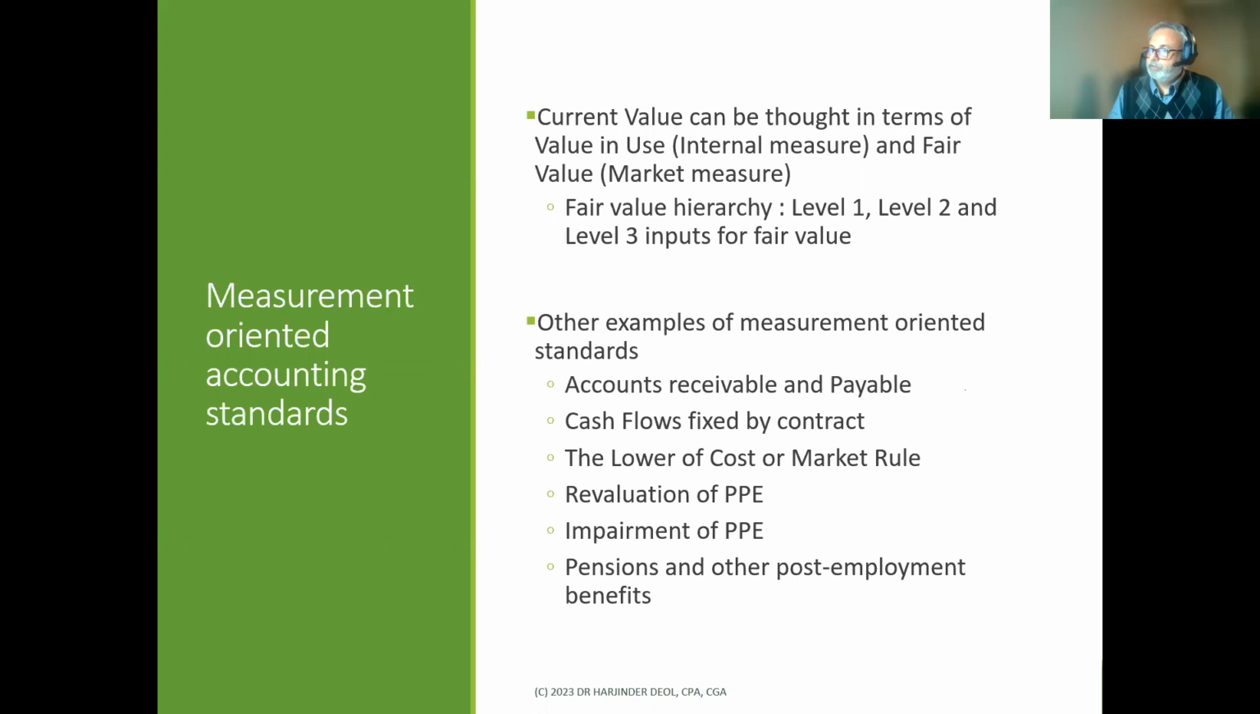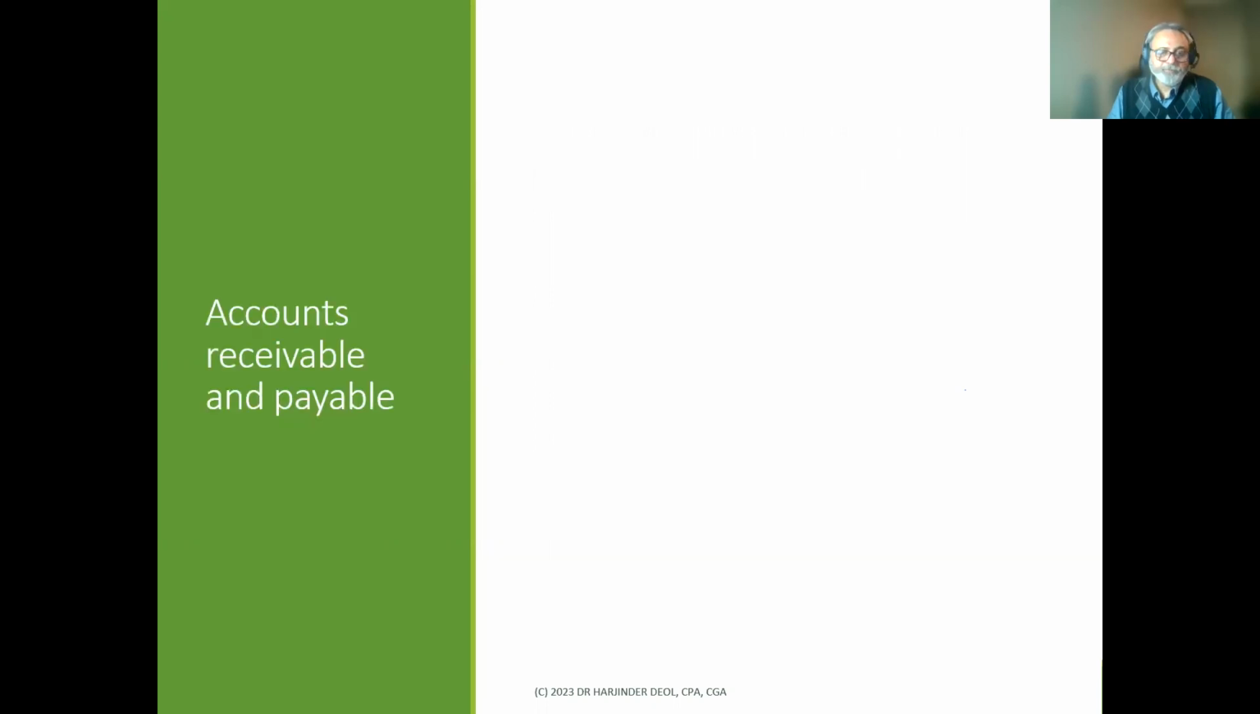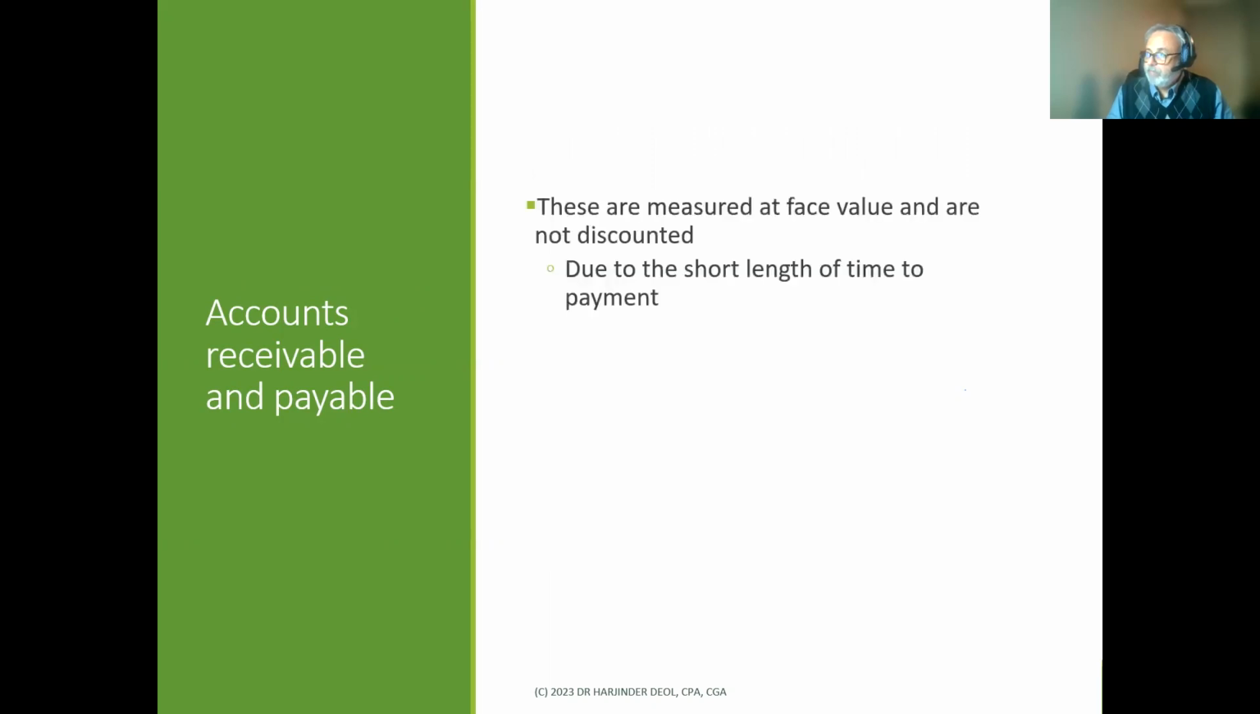So looking at each one of them in slightly more depth, accounts receivable and payable are measured at face value. We don't do a time value calculation. The rationale is that accounts receivable and accounts payable are collected usually in a fairly short period of time. What makes it short is the arbitrary distinction of 12 months. So if you have a receivable or a payable that is due within 12 months from the date of the balance sheet, we don't do any time value calculation. We don't do any PV calculation on it. We just report them at face value.